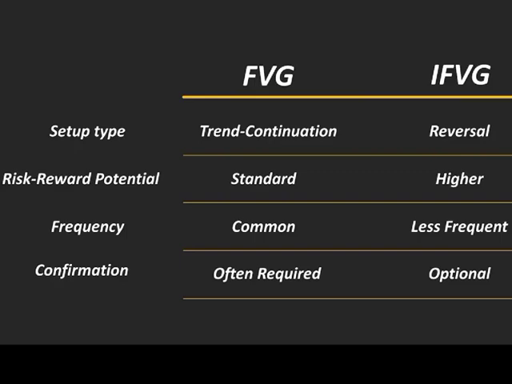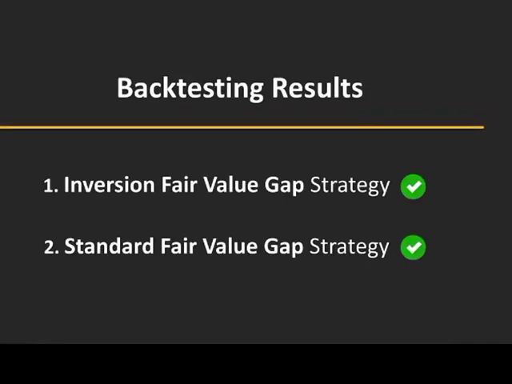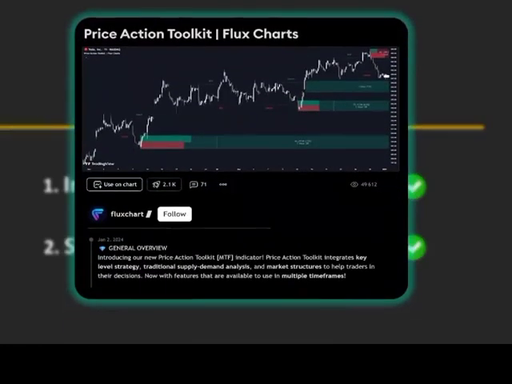In this part of the video, we will explain two of the best setups for reversals and continuations using standard and inversion FVGs, which performed really well in our backtesting. It is also a good time to mention that for this video, we will be using the Price Action Toolkit indicator to automatically mark FVGs and inversions on the chart.